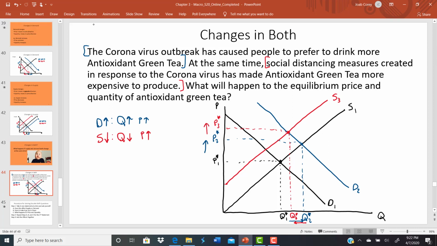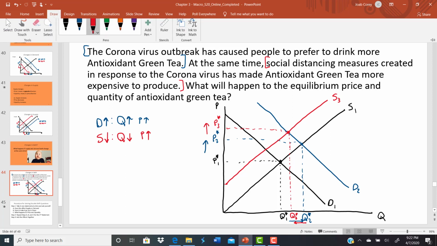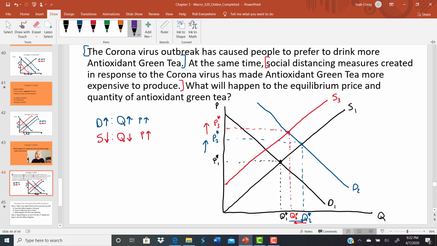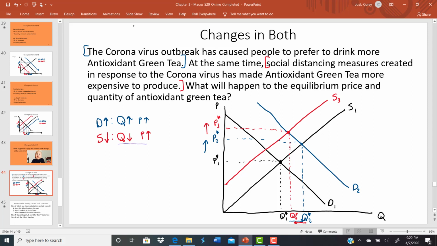So we're still going up on the vertical axis. If we're to combine these changes, we use purple since we're combining blue and red numbers here. When we combine these changes, it looks like in both cases, when demand goes up and supply goes down, it makes price go up. So what we know is going to happen to antioxidant green tea without a doubt during this coronavirus outbreak is that the price is going to increase. The price is going to be higher because it's going up in both cases.